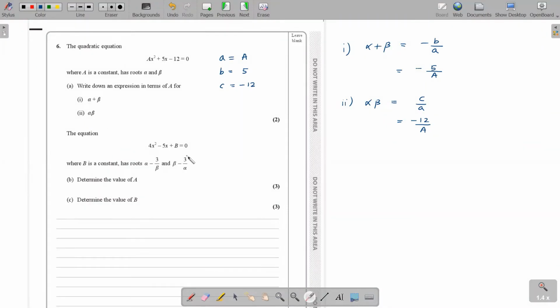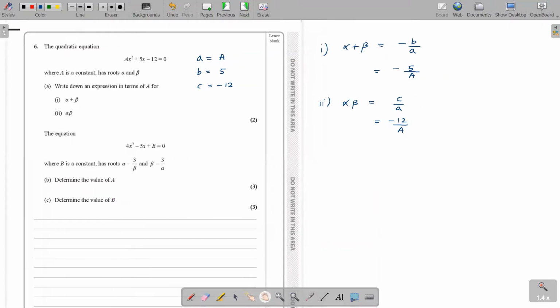The next one: the equation 4x square minus 5x plus capital B equals 0, where B is a constant, has roots alpha minus 3 over beta and beta minus 3 over alpha. Part B: determine the value of A. Now how do we come to this equation? Once again, what's the rule that we use in questions like this?